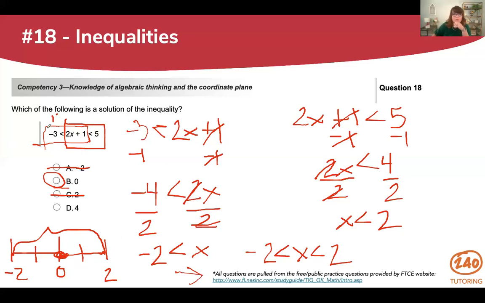So what we did up here, where we looked at 3x is less than 2x plus 1, solve that down to x, and then we looked at 2x plus 1 is less than 5, solve that down to x, and that led us to right here. Okay, so that's how you work this problem.